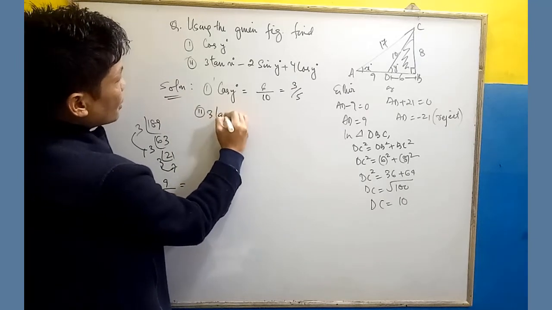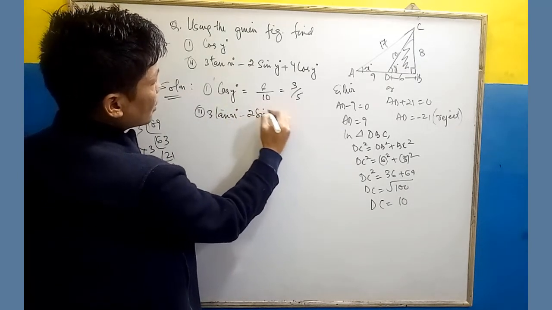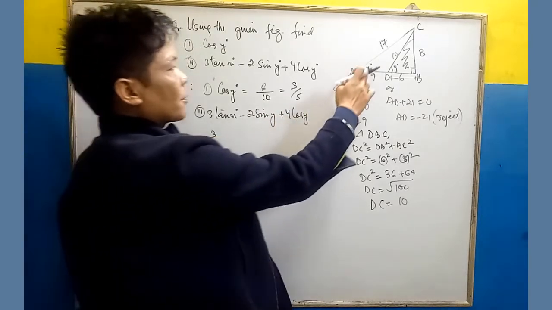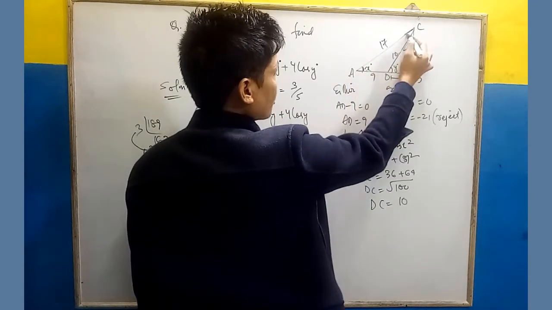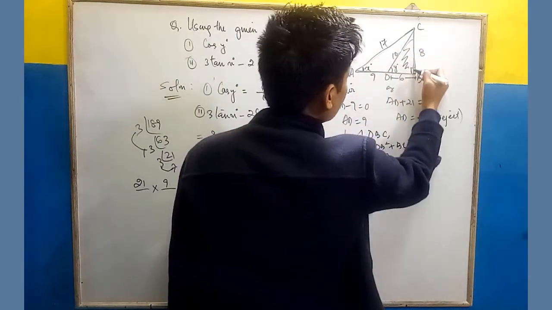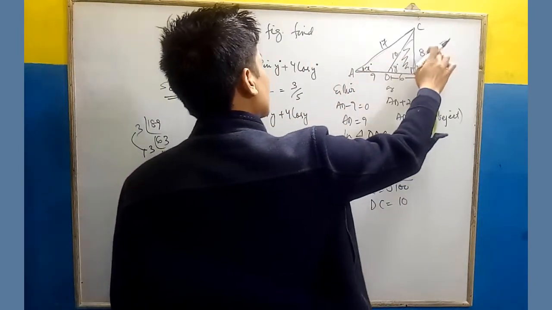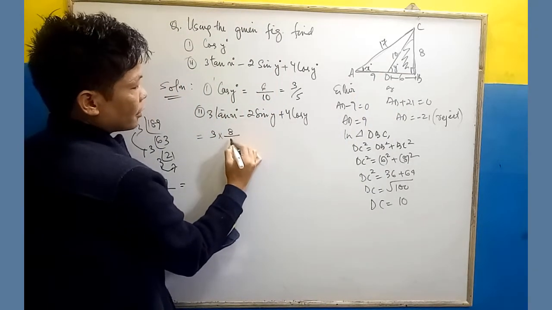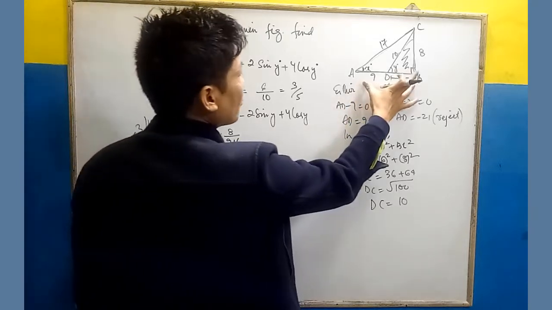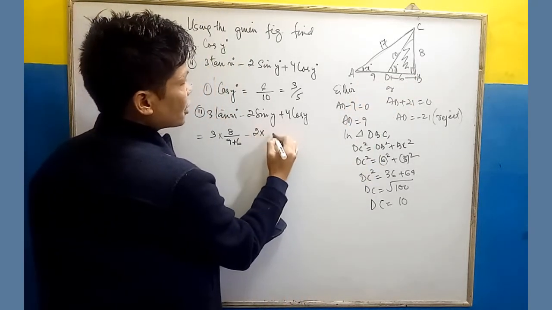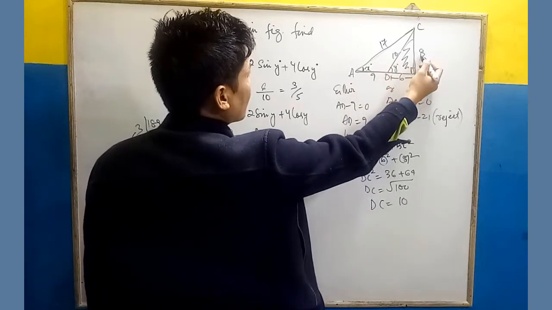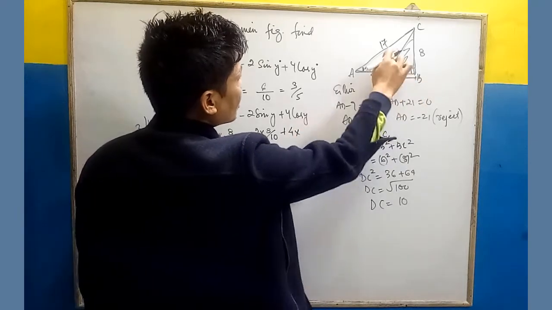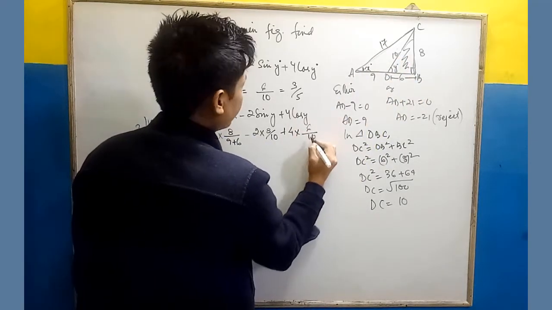Then 3 tan x minus 2 sin y plus 4 cos y will be equal to 3 times tan x. For tan x, when we take this angle x, we are considering the whole triangle ABC. So tan x will be perpendicular upon base. Base will be 9 plus 6. So this is perpendicular upon 9 plus 6. This is the length of AB, which is base. Minus 2 into sin y is, for sin y it will be perpendicular upon hypotenuse, which is 8 upon 10, plus 4 into cos y will be base upon hypotenuse, which is 6 upon 10.